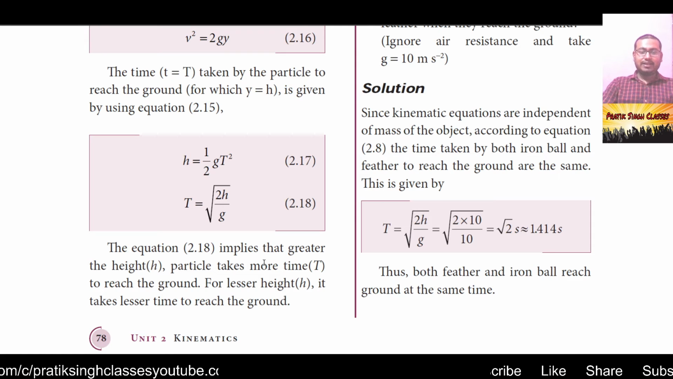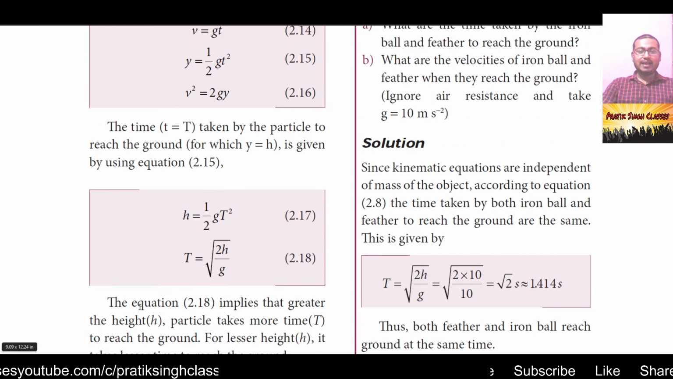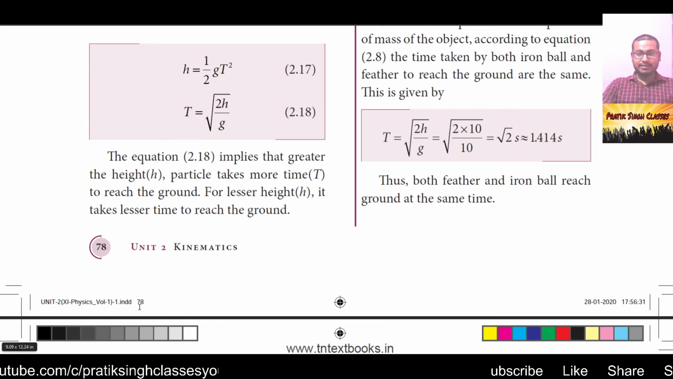Equation 2.18 implies that the greater the height, the more time the particle takes to reach the ground. For lesser height, it takes less time to reach the ground, as is obvious.